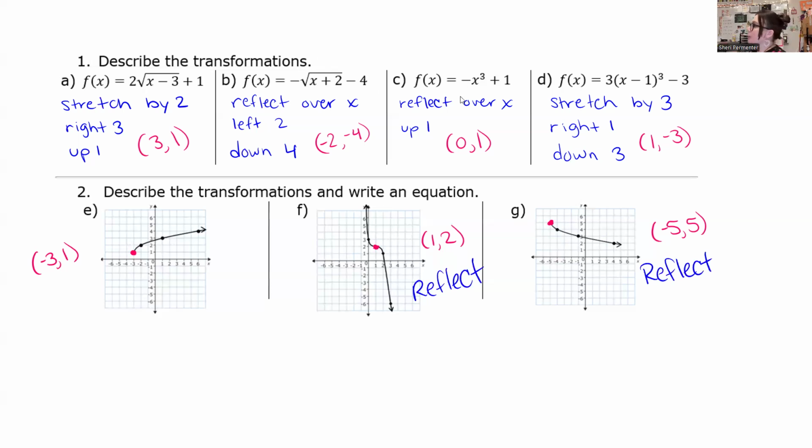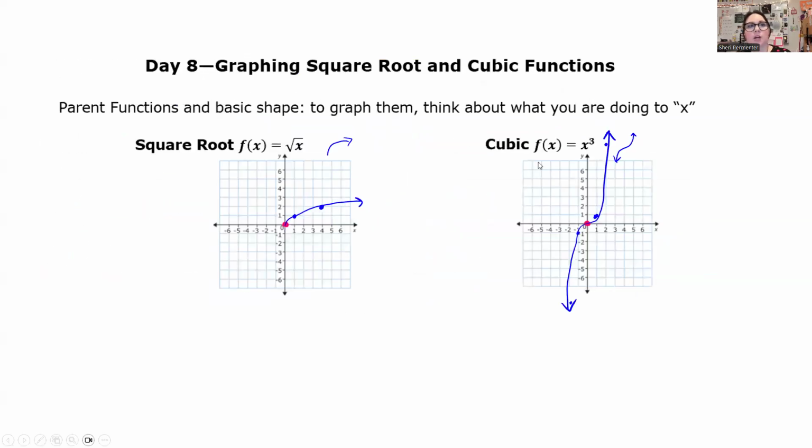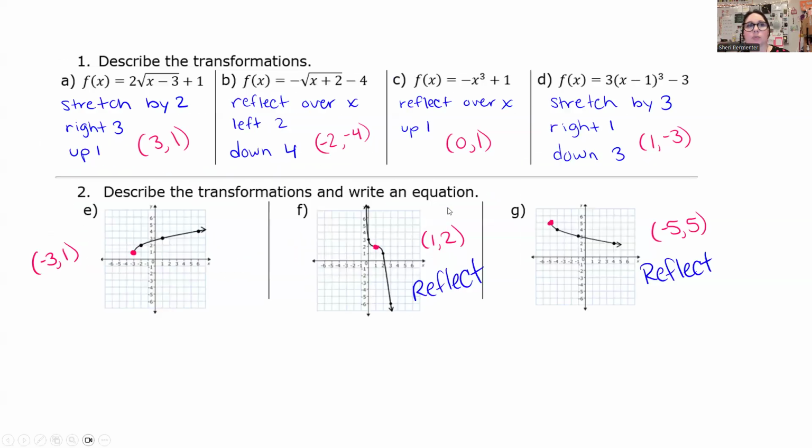Stretching. Here's how we figure out if there's any kind of stretching. Both of the parent functions go over one, up one, no stretch. This one goes over one, up one, no stretch. When you go over one, if you go any other value besides one, then you're stretched or compressed. That's how you can check for a stretch or compression. You have to go over one, up one. If your graph lives there, then there's no stretch or compression.